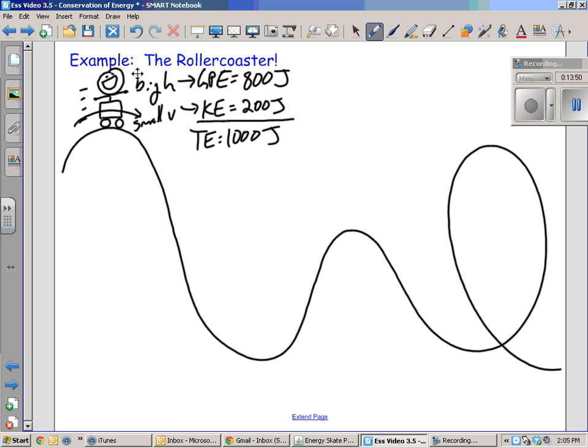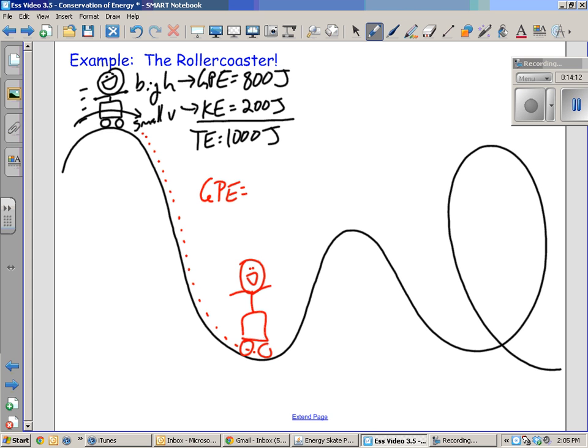Okay. Now, as he goes down the hill like this, he's going to lose GPE, but gain KE, right? Because as he goes down the hill, he's going to lose height and gain velocity. So when he gets down here to the bottom, now his GPE is going to be some smaller number, right? Because he's not as high up.